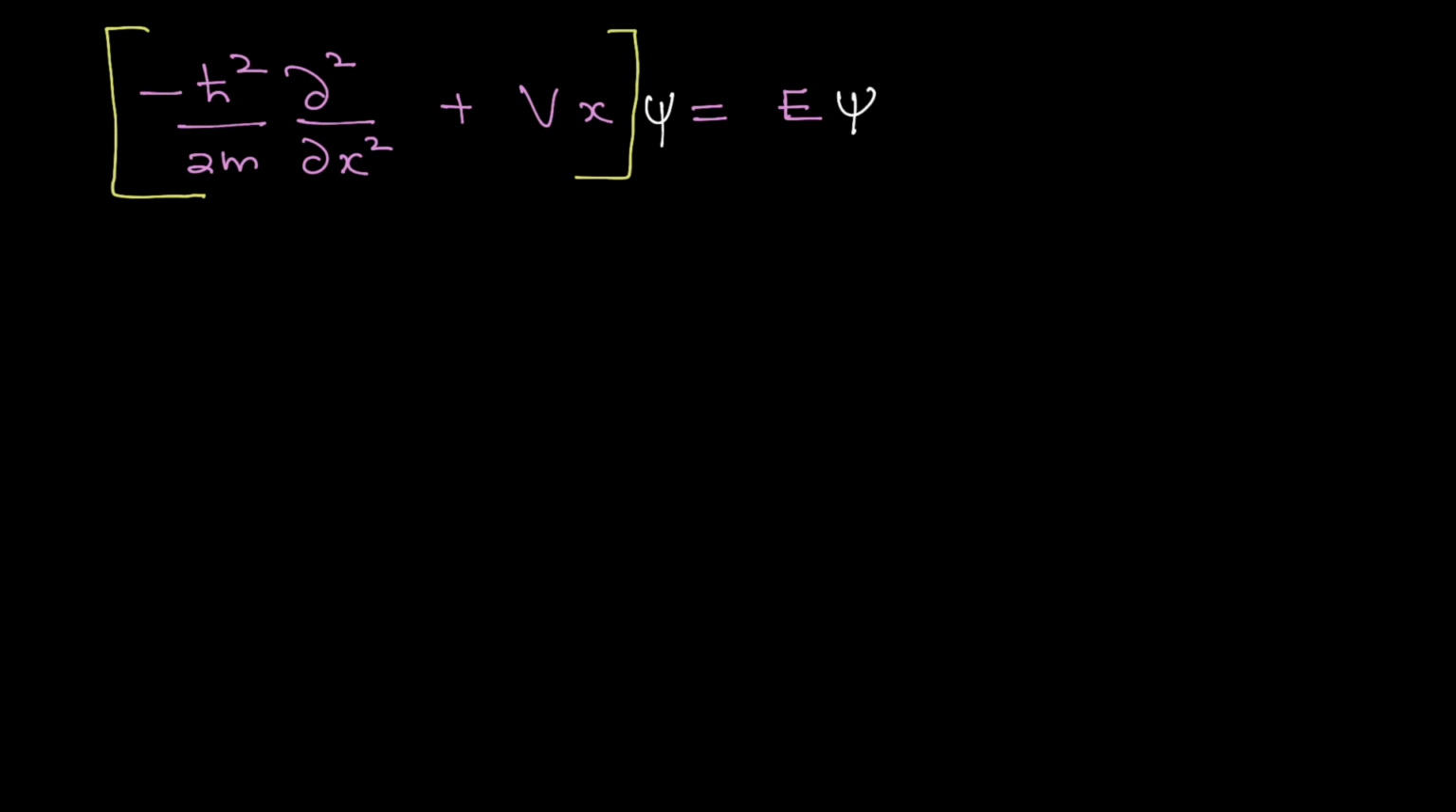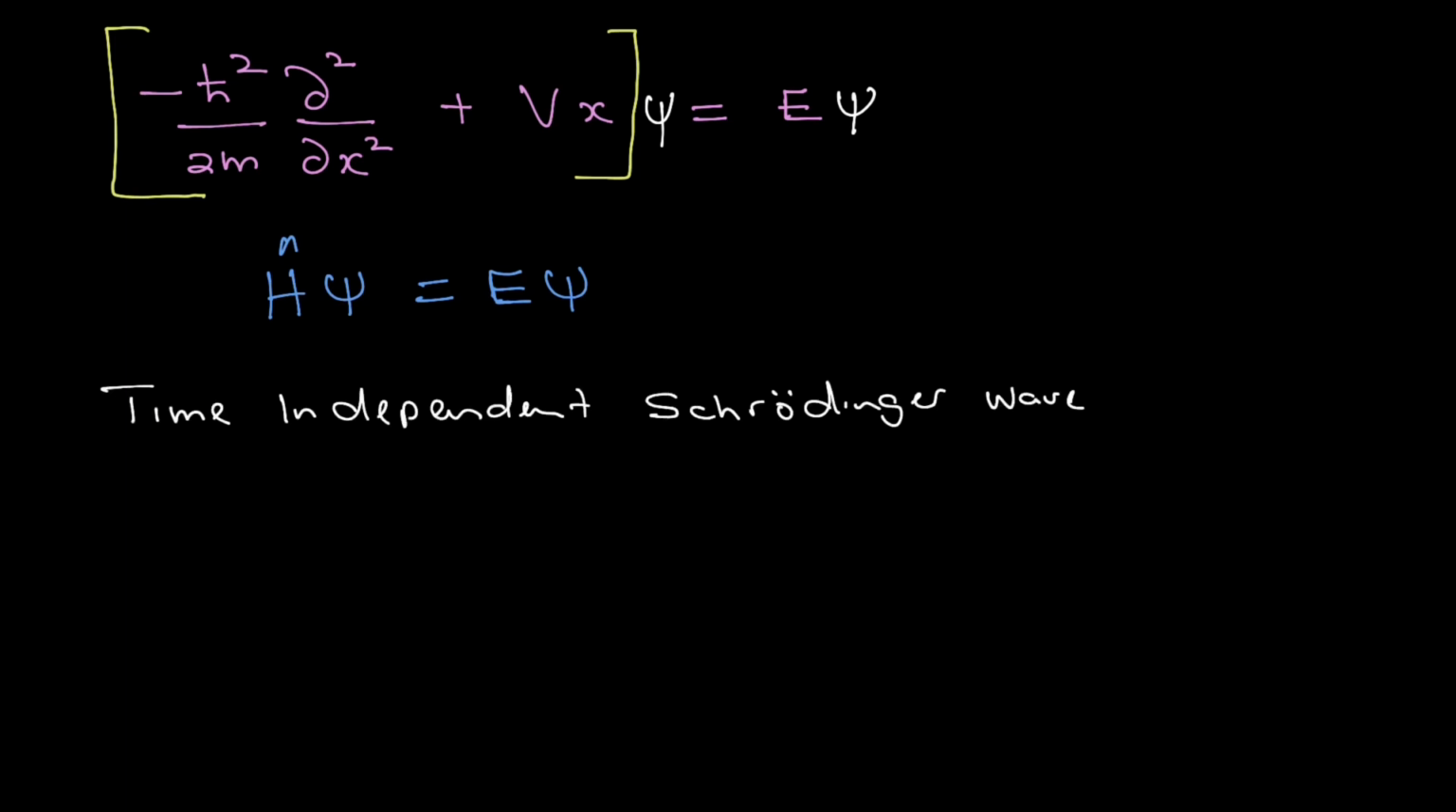And so now I can write this as H-hat psi equals E psi, and this is what we called the time independent Schrodinger wave equation, which you might call TISE. And the reason why this is called time independent is because we don't have t in this equation. There's no time in the equation, so it's time independent.